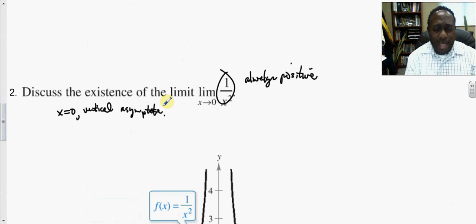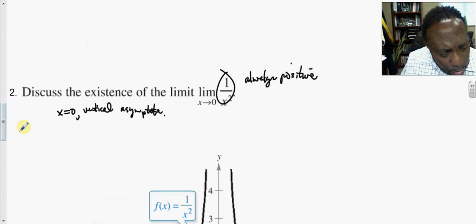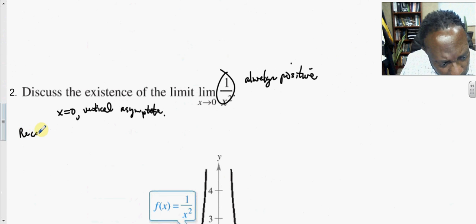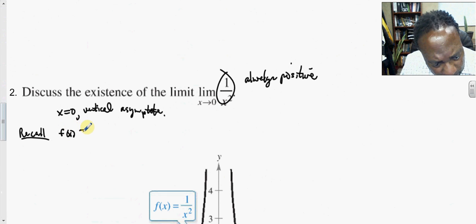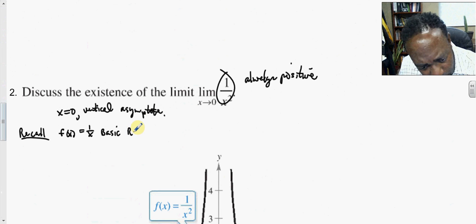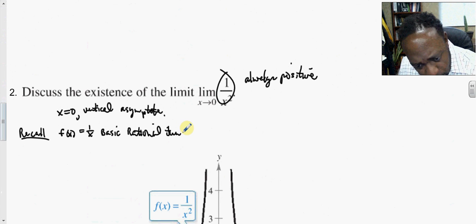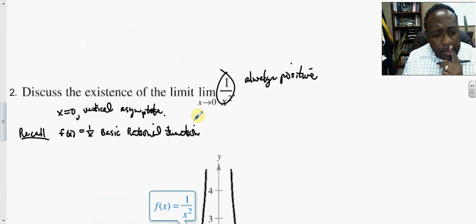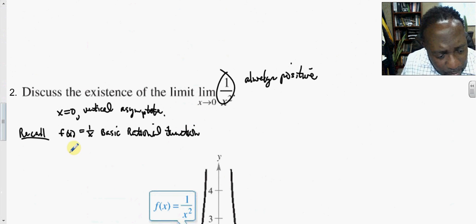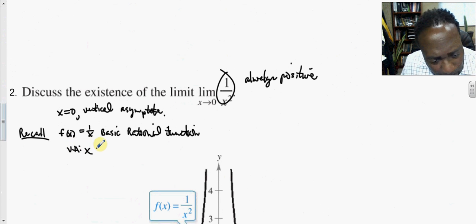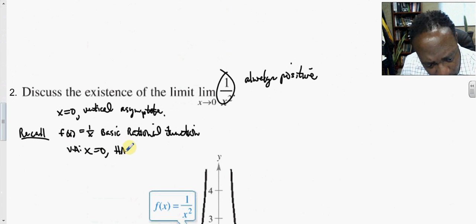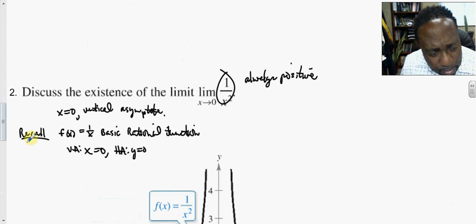The graph is always positive. Recall f of x equals 1 over x. This was our basic rational function. And for that particular graph, we said that the vertical asymptote was x equal to 0, and the horizontal asymptote, you recall, is y equals 0.